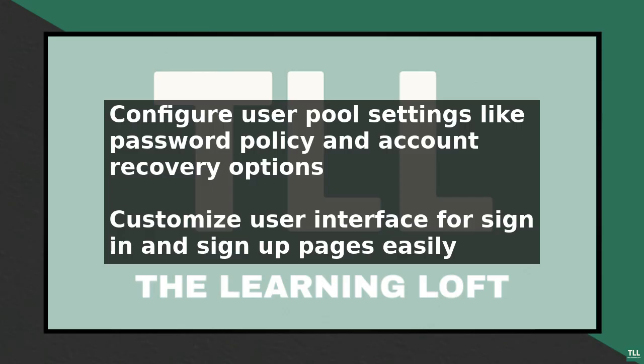Step 2: Configuring authentication. AWS Amplify user pools support multiple authentication protocols including OAuth and OpenID Connect. Choose the authentication protocol that best fits your application needs and configure the necessary settings such as client ID and client secret. Step 3: Managing users.